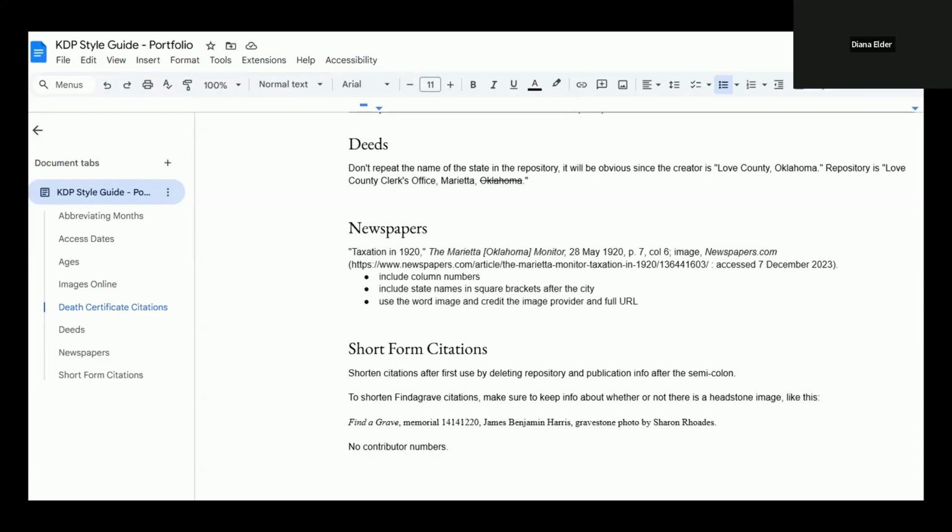Yes, we do have a question. How does the IGN in a citation help someone know that the source is locked? I don't think it necessarily helps them know that it's locked. I'm just trying to give them as much detailed information as I can on how to get to the image.